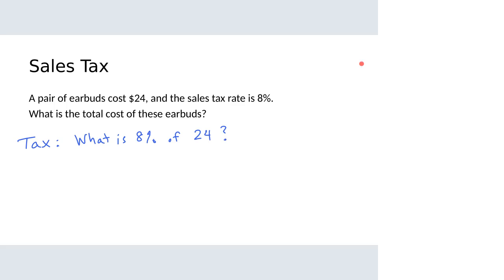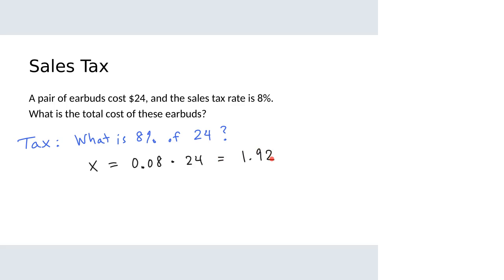If we're figuring out how much tax there's going to be, what is 8% of $24? Well, now that I know that's what I'm after, I can say, what is 8% of $24? And we can see that we're just going to multiply those together. This is very similar to the last one that we did related to tips. 0.08 times 24 is $1.92.